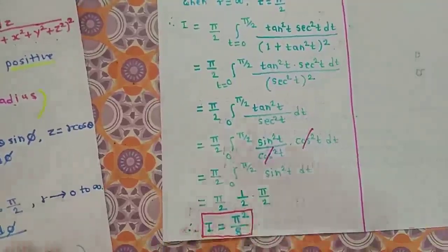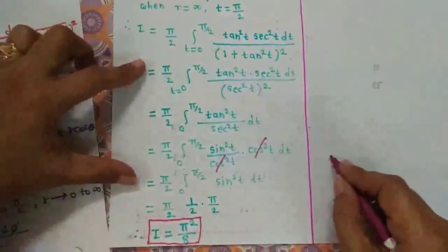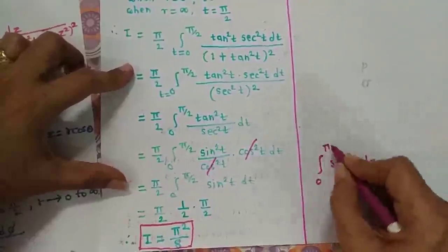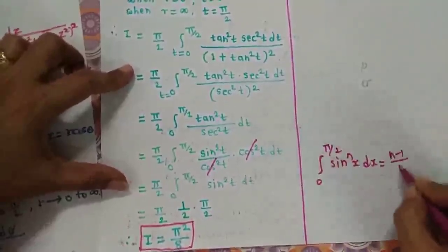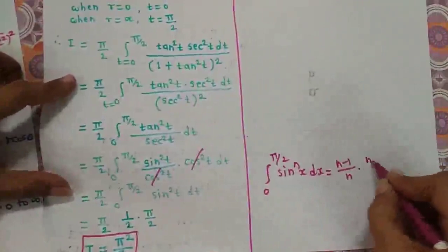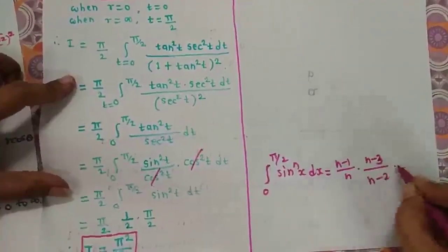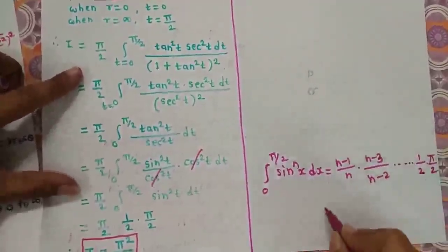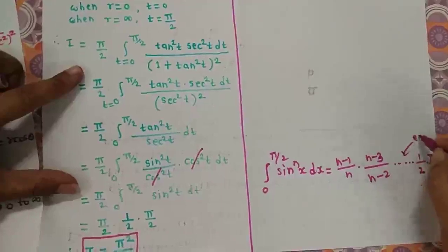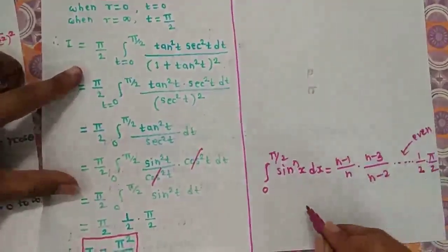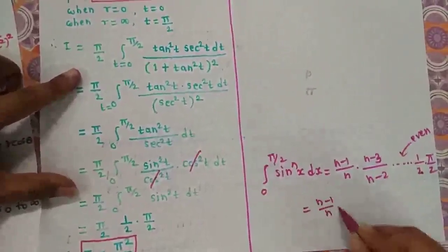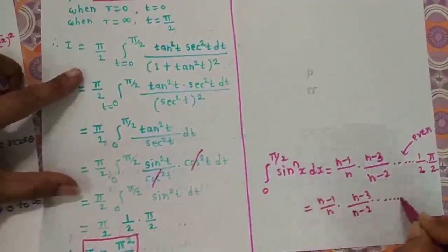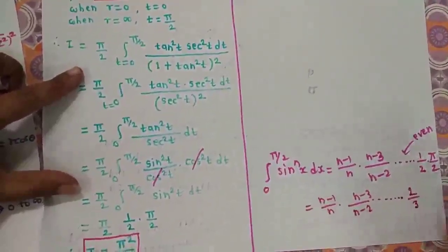And we have one reduction formula: the integration of sin raised to n x dx between 0 to pi by 2 always starts with n minus 1 upon n. Then we decrease the numerator by 2 and the denominator by 2, and we continue this process. If n is even, it ends with 1 by 2, and along with 1 by 2 we take one extra term, that is pi by 2. If n is odd, again we start with the same term, decrease numerator and denominator by 2 and continue this process. If n is odd, it ends with 2 by 3, and there is no extra term.